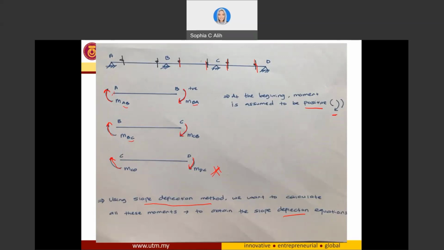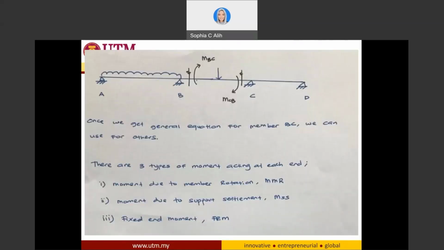So how can you calculate all these moments? Okay. Now we will see an example of one span. Then from this one span, you can see how this moment can be derived and how the equation can be simplified. And from the simplified equation, you can use it for the other spans as well. So we take span BC as the example before we proceed to the other spans.